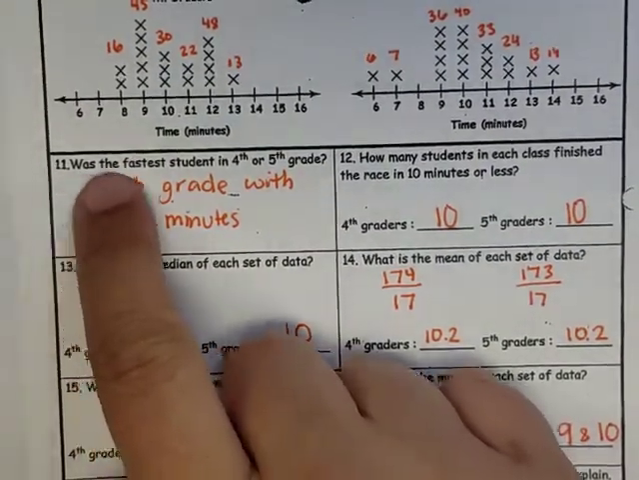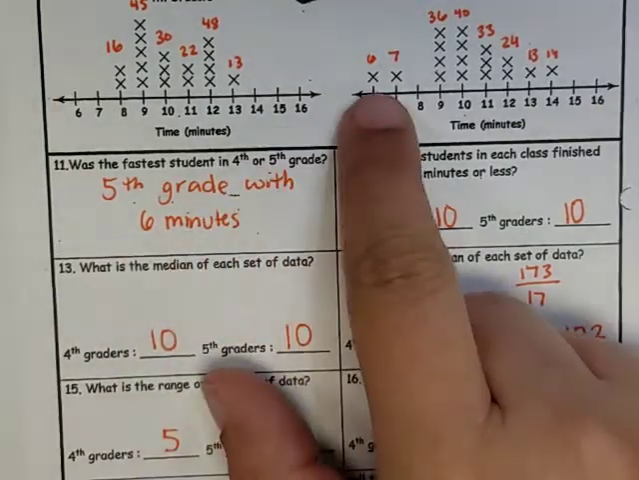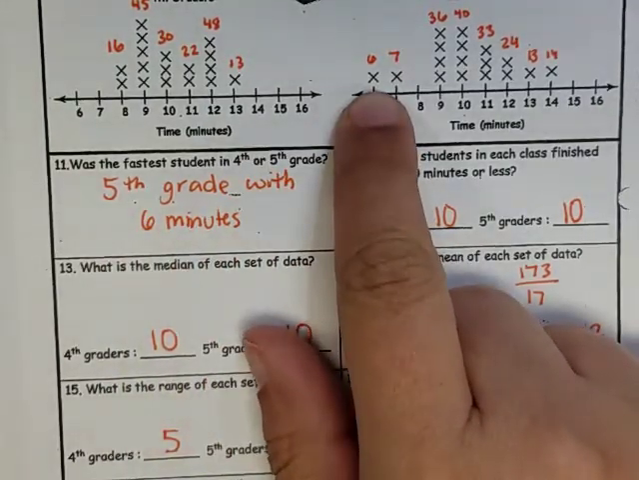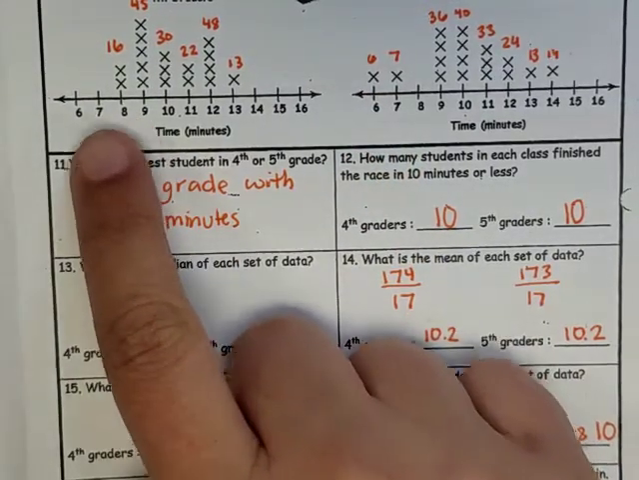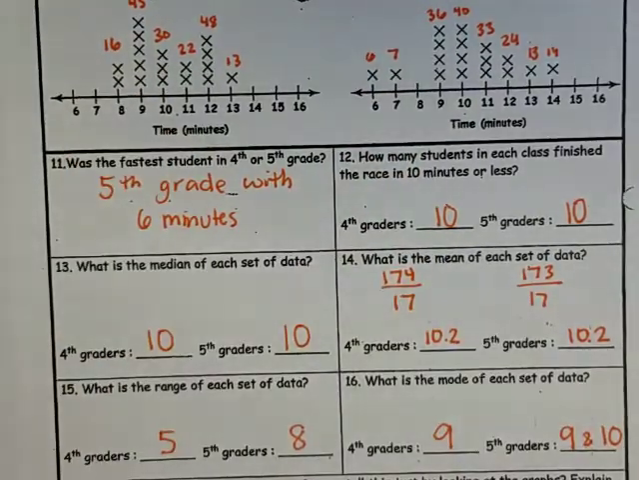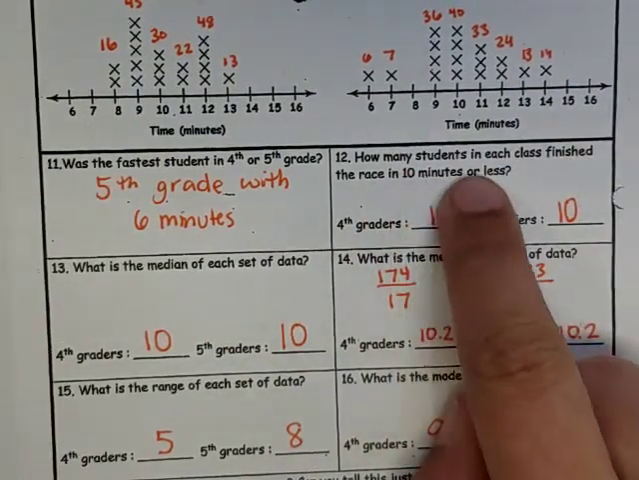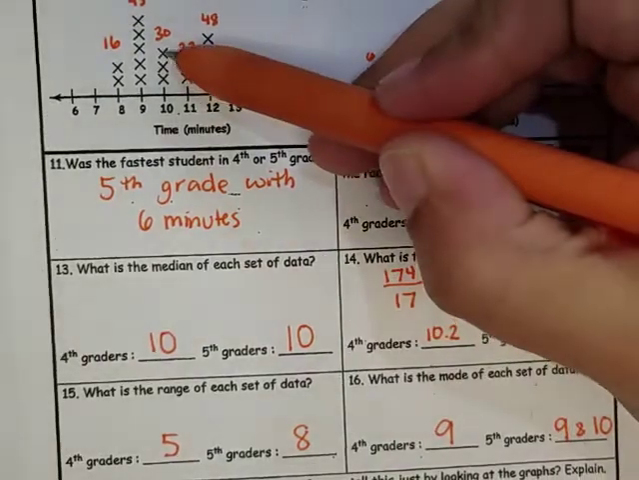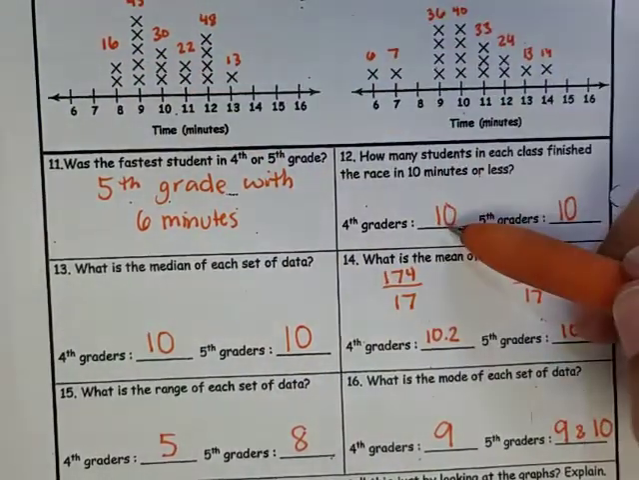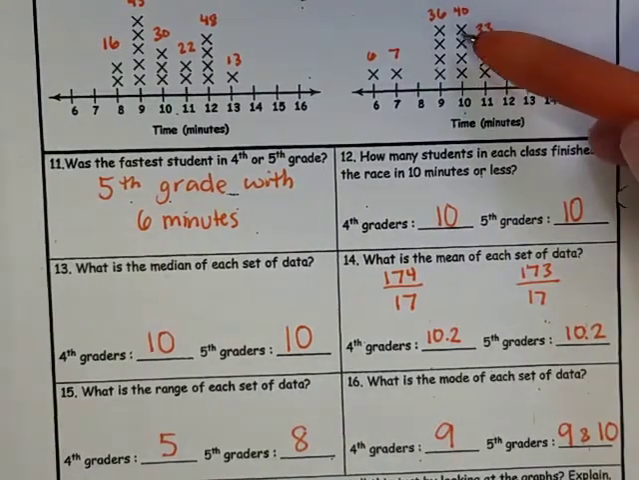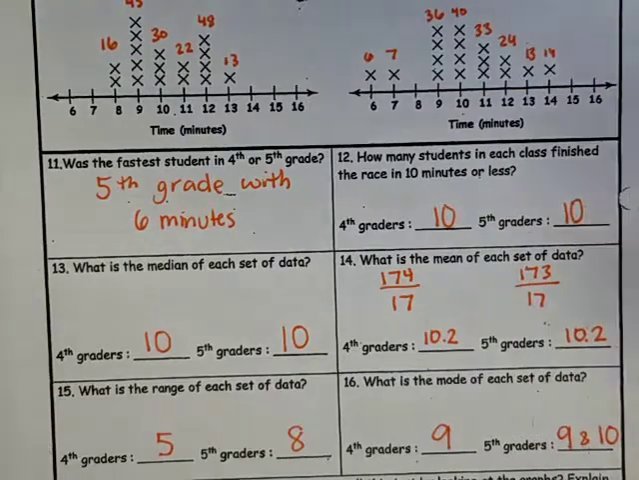So number 11 was the fastest student in 4th or 5th grade. 5th grade with the 6 minutes. So right here, this one student finished the obstacle course in 6 minutes, where the fastest 4th grader did it in 8 minutes. Well, actually two 4th graders, excuse me. How many students in each class finished the race in 10 minutes or less? So when I went over here and I counted 1, 2, 3, 4, 5, 6, 7, 8, 9, 10. So that's how I got 10 4th graders. And then for 5th graders, 1, 2, 3, 4, 5, 6, 7, 8, 9, 10.